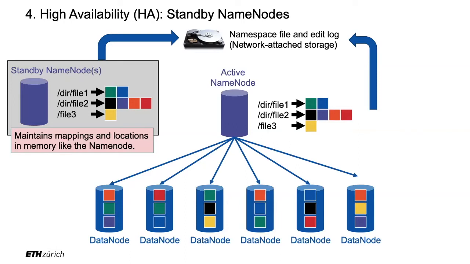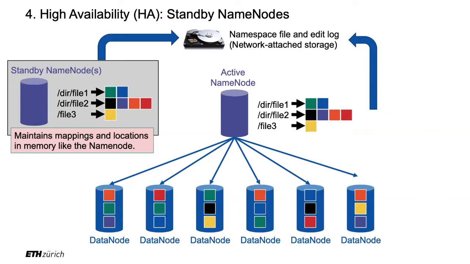So what happens now if the active name node crashes? Well, no problem. The standby name node just becomes the new name node, the new active name node. You pick one of them. And this is not going to take 30 minutes because there's everything already there in memory in order to take over. Do we have a question?